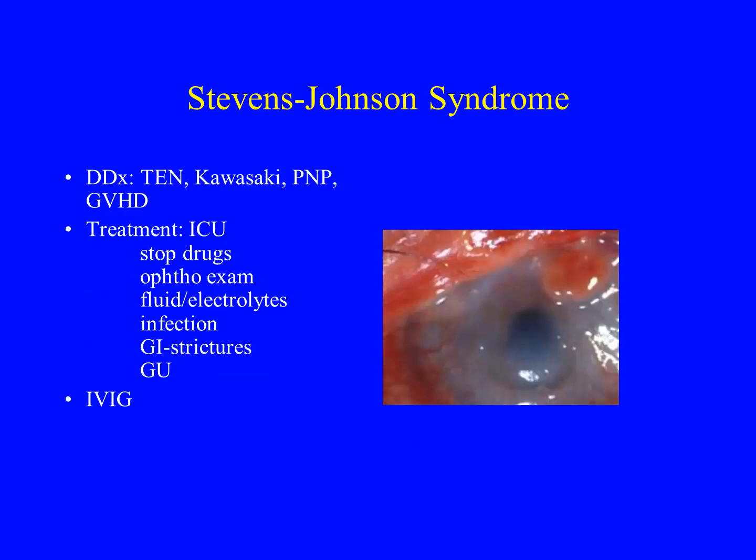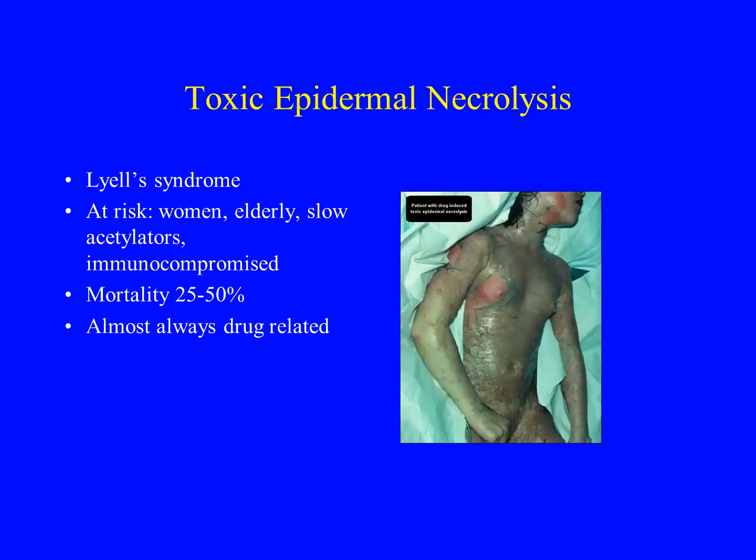Differential is Kawasaki. The patient has to be admitted in ICU, stop the drugs, ophthalmological examination, fluids, electrolytes, infections, have to see for the GI and genitourinary strictures. Treatment is IVIG. Toxic epidermal necrolysis is also known as Lyell syndrome.